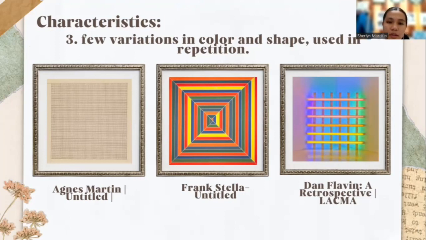So, yun. Next naman is Frank Stella. Untitled din siya. Makikita nyo rin siya na square lang yung shape niya. Tapos, parang alternate yung kulay. And last is Dan Flavin, a retrospective LACMA. So, si Dan Flavin din ay isang, yun nga kanina yung pinakita kong tea lights. Isang work niya din yun. So, isang work niya rin to. So, makita natin na one shape only, which is square. Tapos, lines niya is horizontal and vertical din. Tapos, yung kulay niya, few variations lang din. So, ito ay isa sa mga characteristics ng minimalism art.